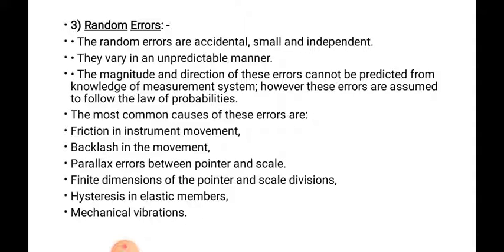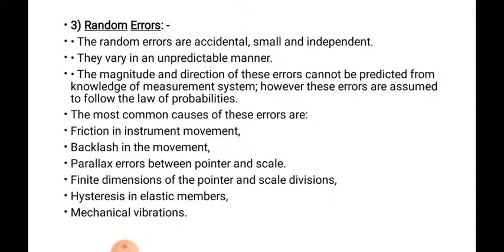So in that case we must take the precaution to always measure the reading from the top of the measuring scale, so that we can avoid the parallax error. Okay, the backlash error is the back end of the instrument. Then finite dimensions of the pointer and scale divisions. Then hysteresis in elastic members that we have studied in the dynamic characteristics.